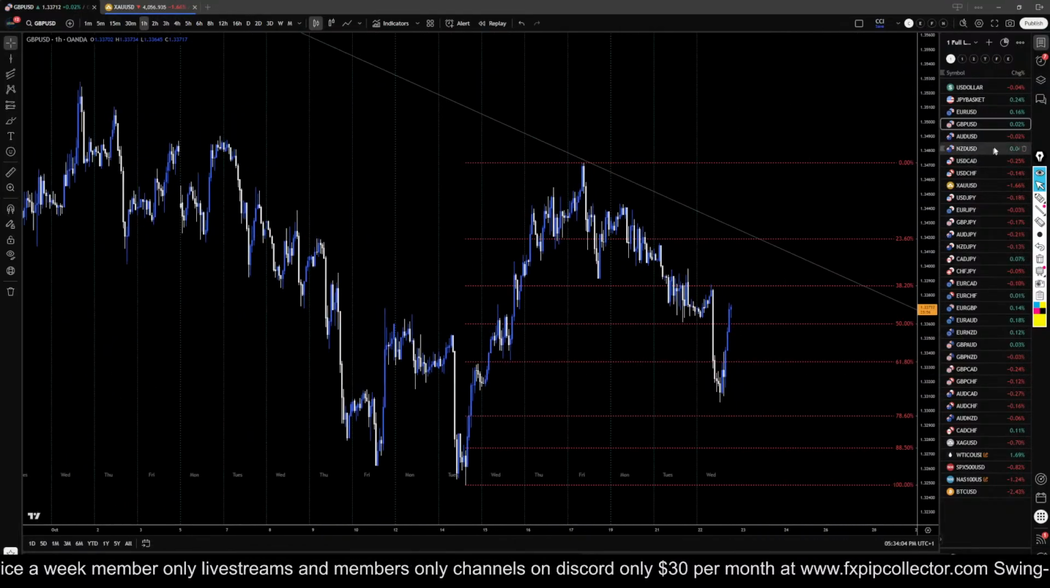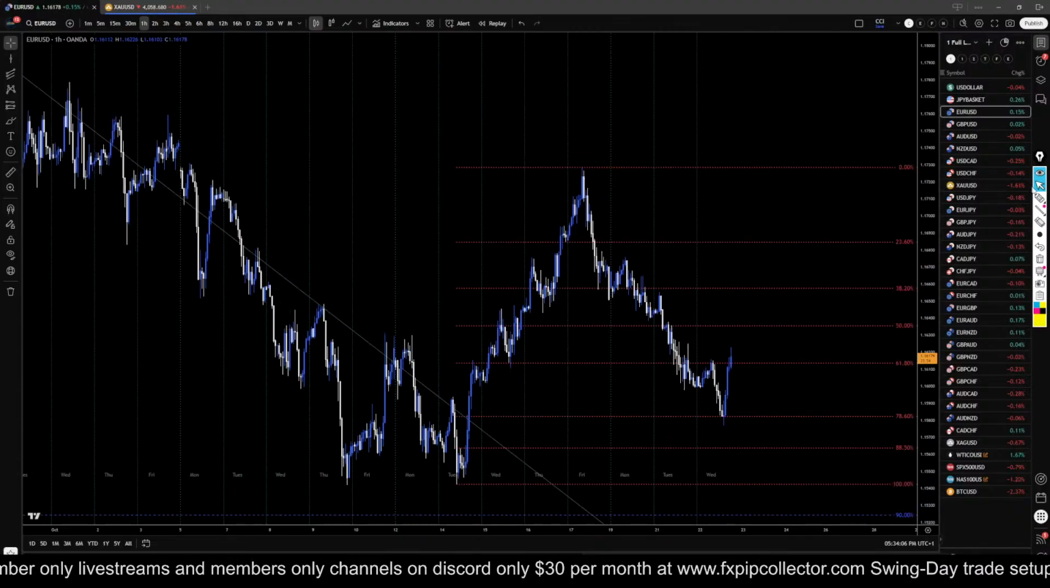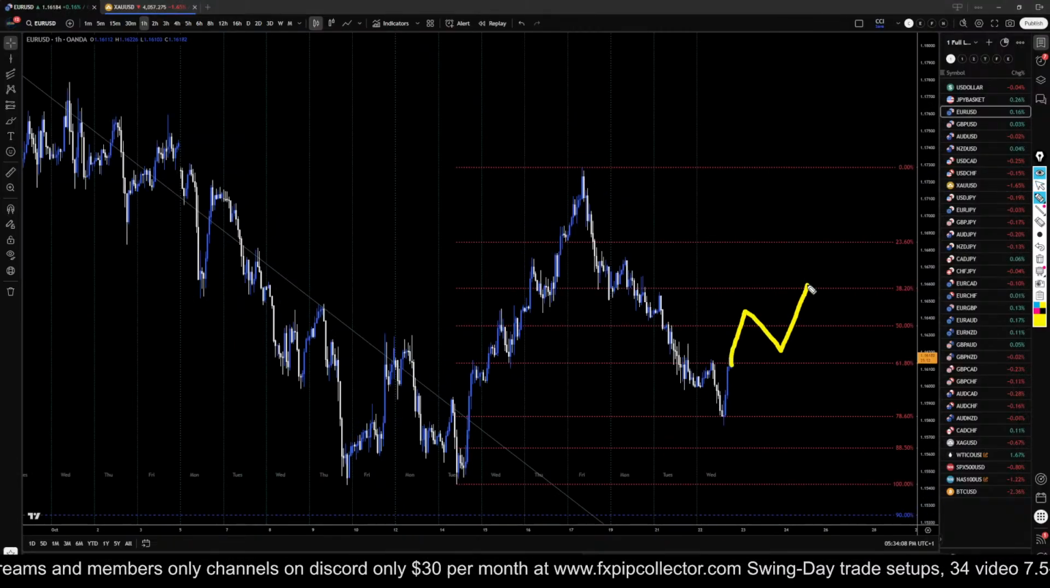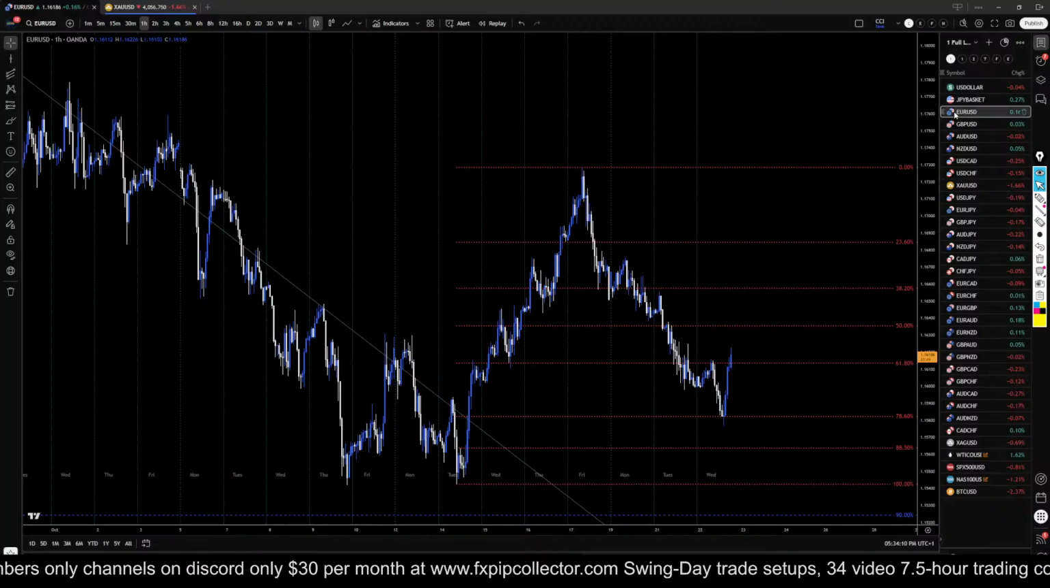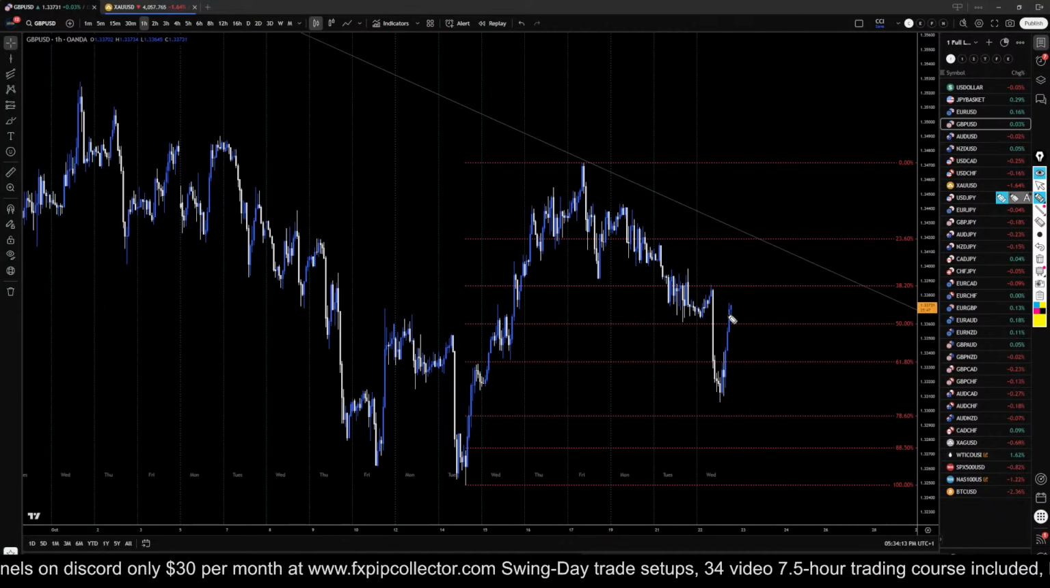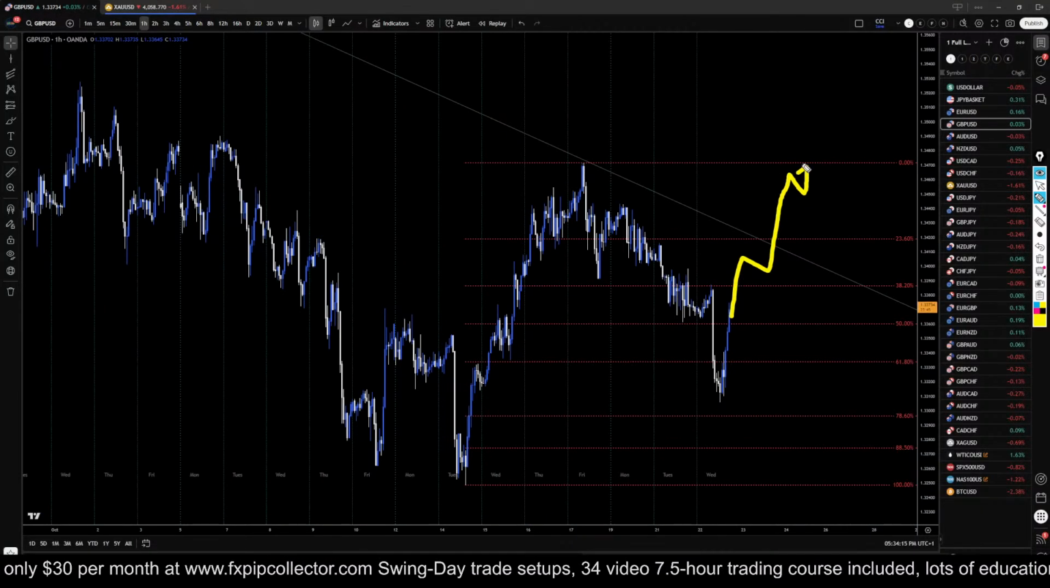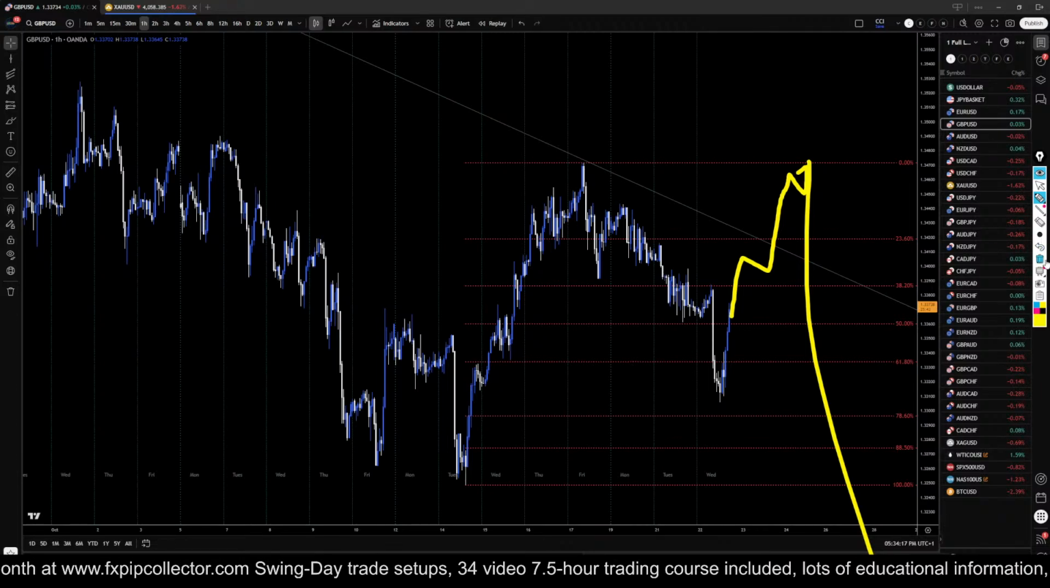Definitely looks like the dollar's trying to turn back up, doesn't it? But I don't know. I think it's just going to be something like this on the euro dollar. On the pound dollar, maybe it'll go up and retest these highs for more of a proper ABC before it goes down again.